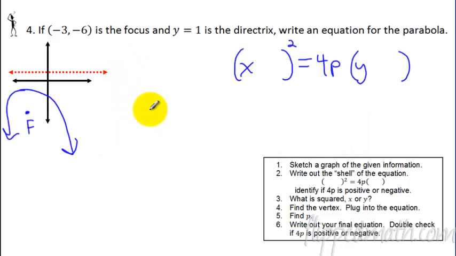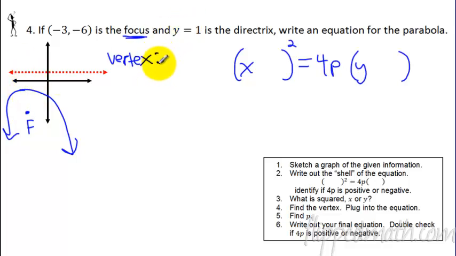Okay, I decided to only go this far because I wanted to make sure that you correctly write out the vertex. So what I've done here is I've written out what they've given us, (-3, -6). There's the focus, and that's the key here. It's the focus, not the vertex. Be careful about that. Missed problems on mastery checks come from that. And then y = 1 is the directrix. So the vertex has to be right in between these values.